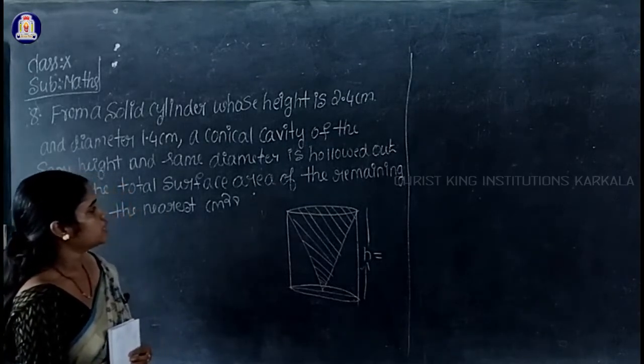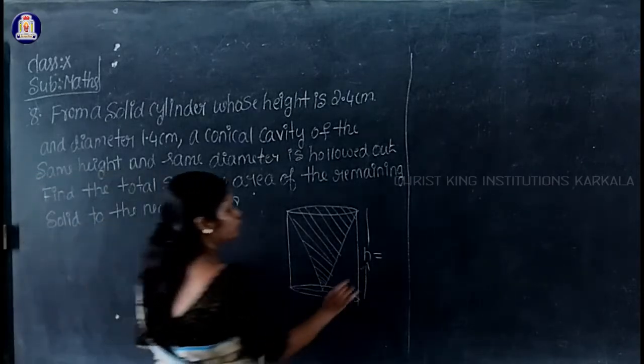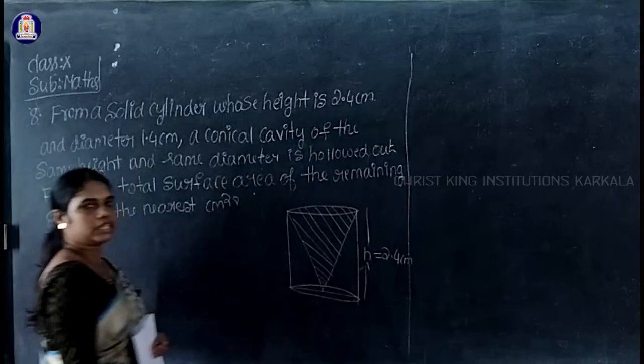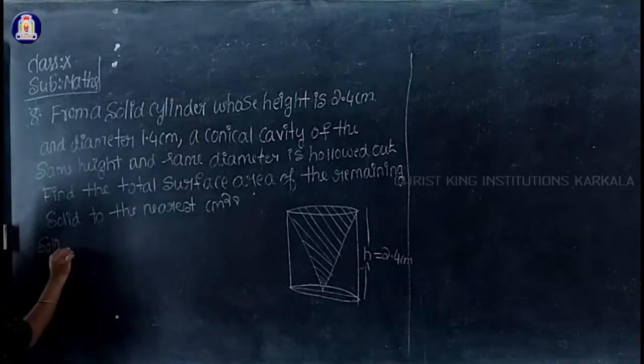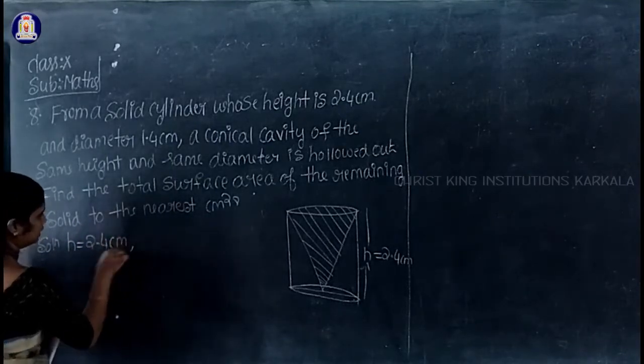What about the height of the cylinder here? Height of the cylinder is about how much? 2.4 centimeter. This is about 2.4 centimeter. Okay. So I'll write here solution. Height h is equal to 2.4 centimeter.